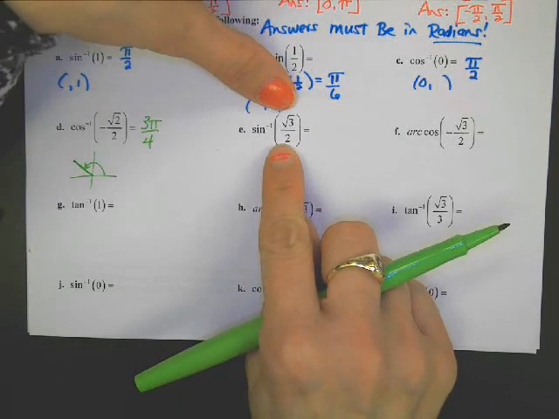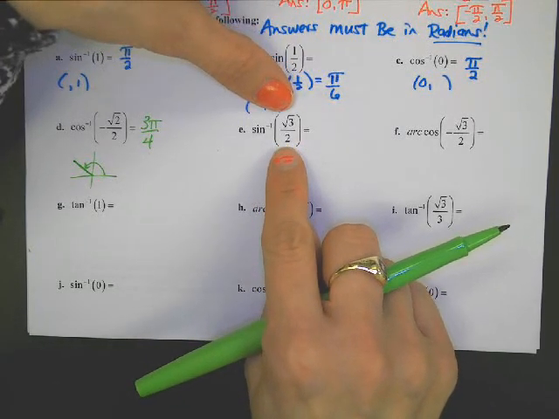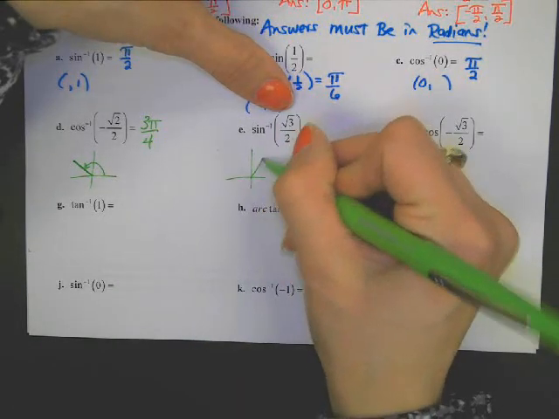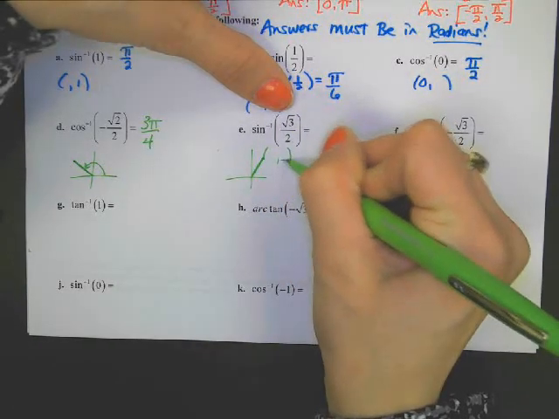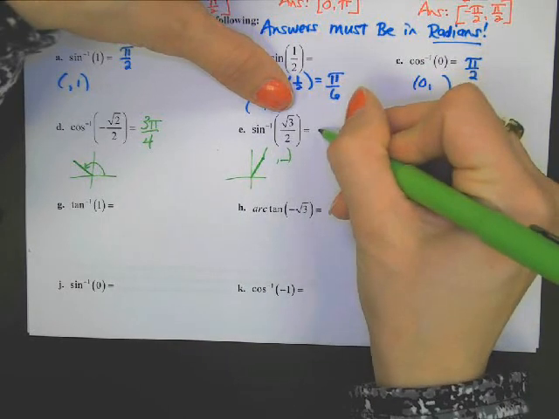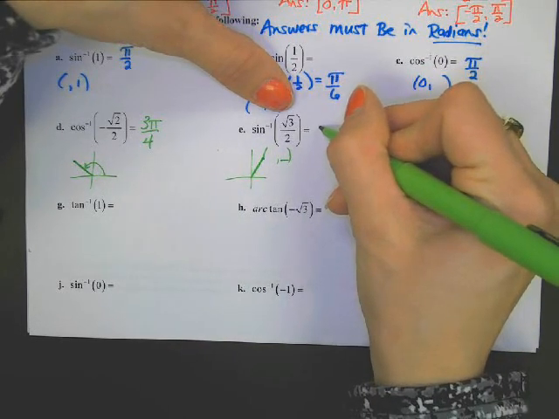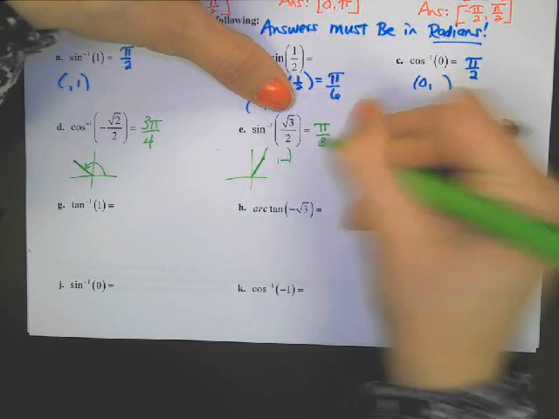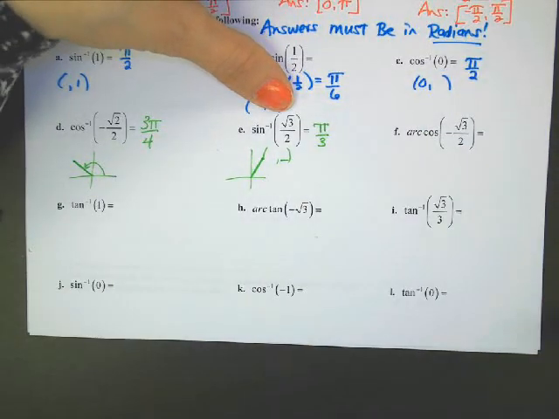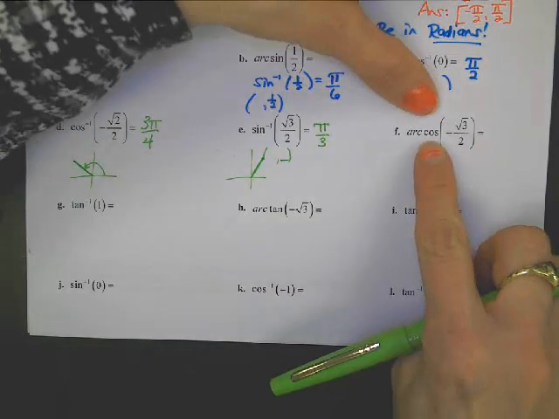Sine. You're allowed to look in 1 and 4. Since it's positive, put your brain in quadrant 1. The sine is the second number. What angle am I at? Pi over 3.